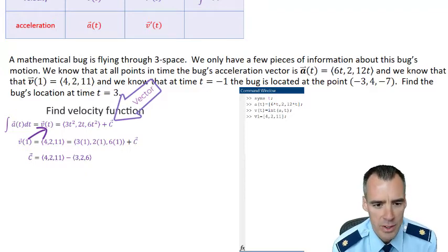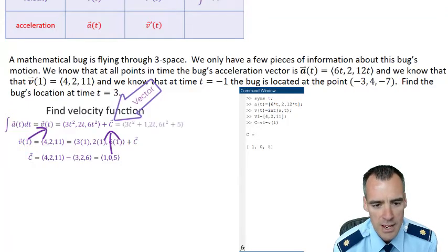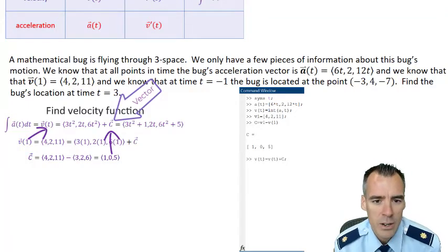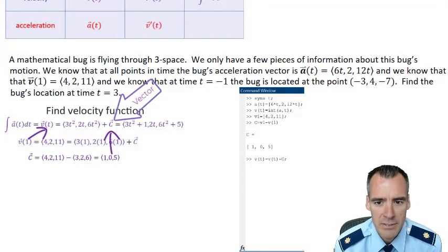So that x component of c has to be 1, that y component of c has to be 0, and that z component of c is 5. And if we define c as the vector 1, 0, 5, that equation works. So now we know what our c is, and we can plug that back into our vector function, and now we've got it.